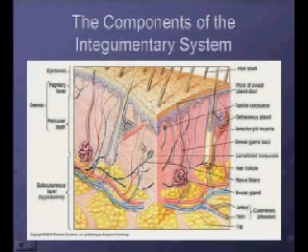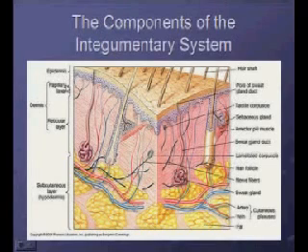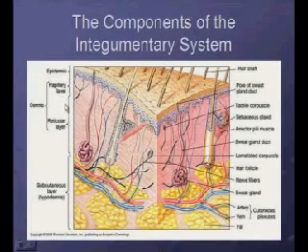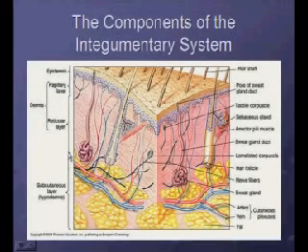Basically, when we talk about the components of the integumentary system, I like to point out the various levels: the epidermis being the most superior aspect, just inferior to the epidermis is the papillary layer. Following that is the reticular layer. As you can see, the papillary layer and the reticular layer both make up the dermis, and then inferior, or lying deep to the dermis, which includes the papillary layer and the reticular layer, is the subcutaneous tissue.